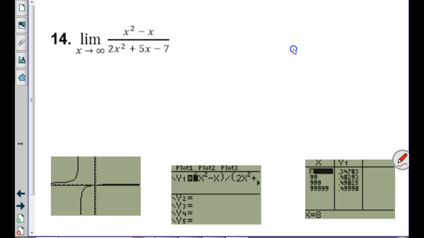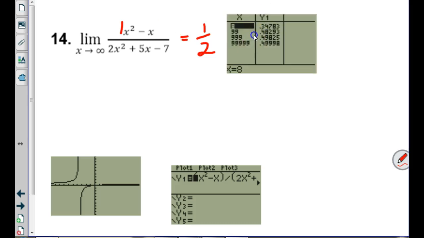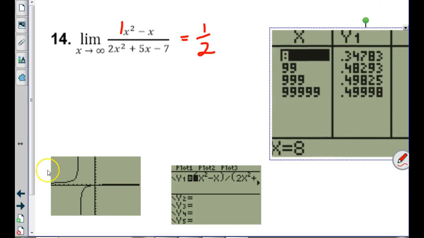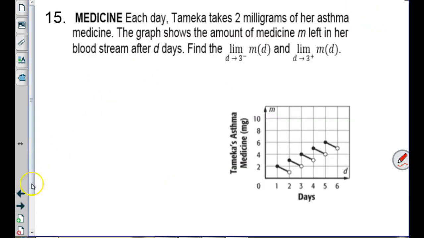Okay, equal weight. So what's this one going to approach? Leading coefficient over leading coefficient is 1/2. I graphed it, put in big numbers. Is it approaching 1/2? Okay, you could put 0.5.